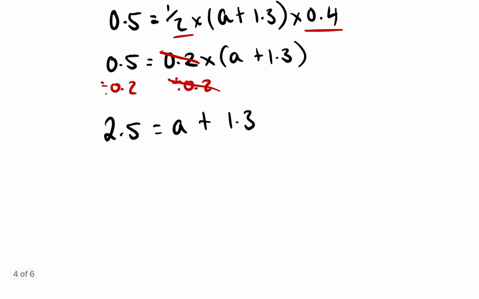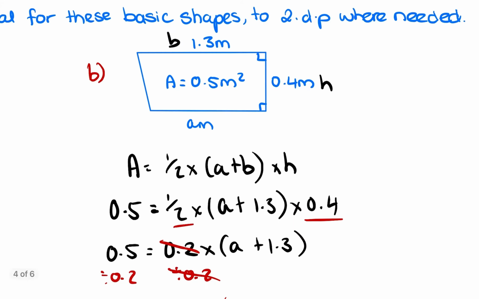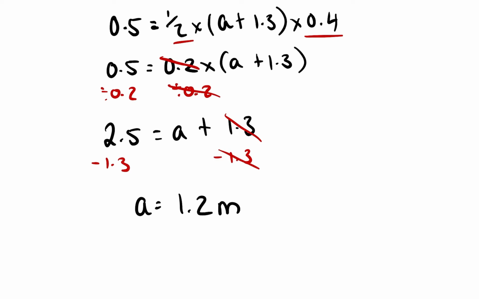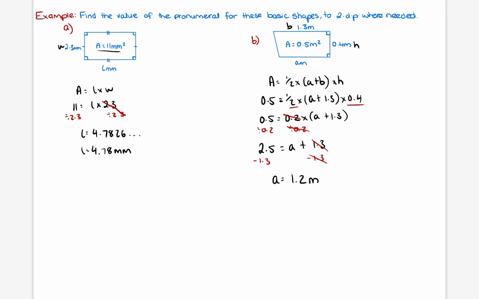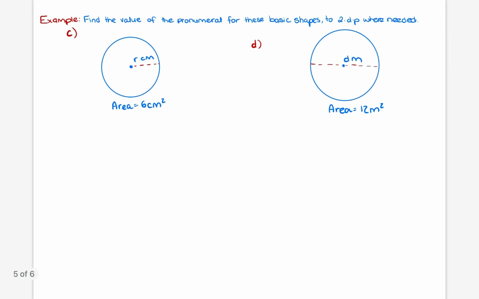Our last step is to get rid of this 1.3 by subtracting it, because it's a positive. So that goes bye-bye, and then we have 2.5 take away 1.3, and we have now got A equals 1.2, and then we were in meters. So that's how you do it with these straightforward shapes. Now, let's look at some circles, where it is a little bit harder to do.